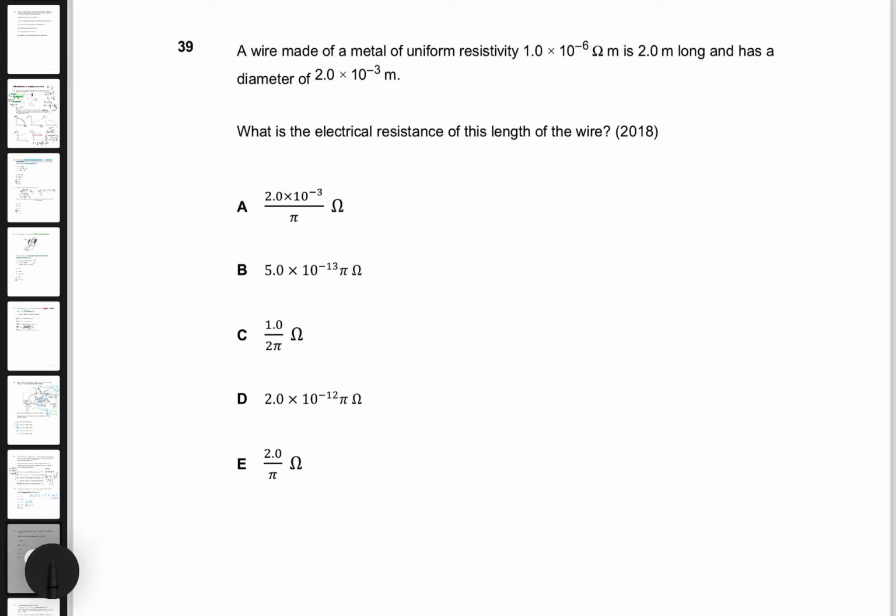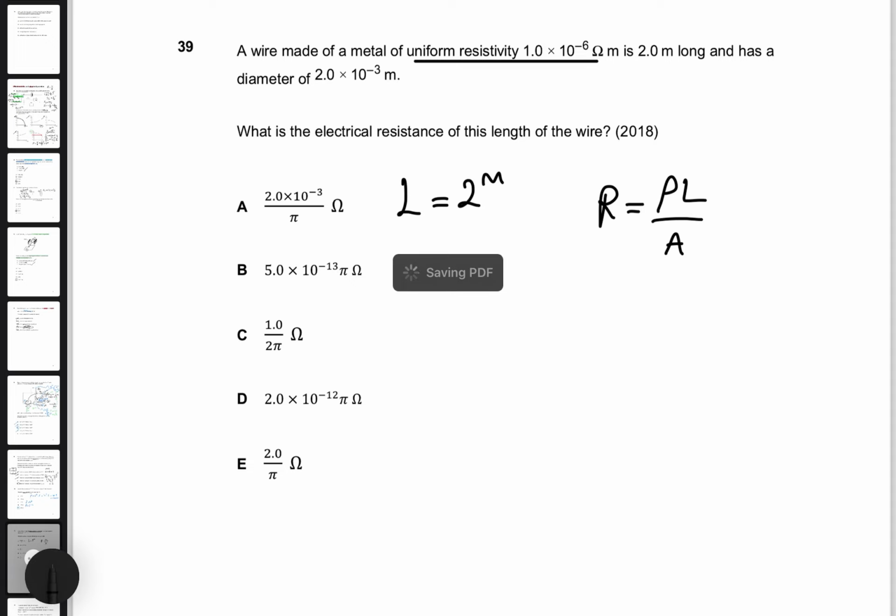Now, question number 39 is a question about electrical resistance of a wire, and you need to know the formula for this one. I'm going to write it down for you guys. So resistance is equal to rho L over A, which is area, and rho is the resistivity while L is the length of the wire. So L, or the length in this question, happens to be 2 meters.